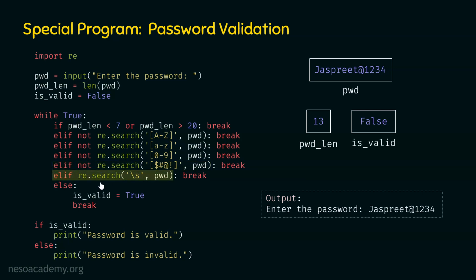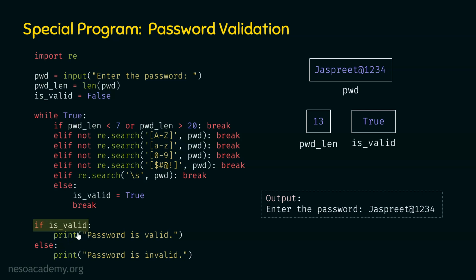Now we need to check this. Is it the case that the password contains any white space character? No. Therefore, this break statement will not be executed. Hence, we need to move to this else block. Finally, we are at this else block. This means that is_valid must be set to true. Therefore, we need to replace this with true. And after this, we need to execute this break statement, which means that eventually this while loop will terminate. And hence, we need to move to this line.